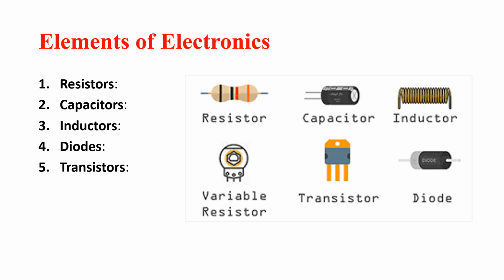So, firstly, resistor, as you know, limits current flow, and similarly, capacitor stores electrical energy temporarily. Inductors store energy in a magnetic field. Diodes allow current to flow in one direction only, and a transistor acts as a switch or amplifier. All these aspects of electronic fundamental elements we will discuss in detail in this course.